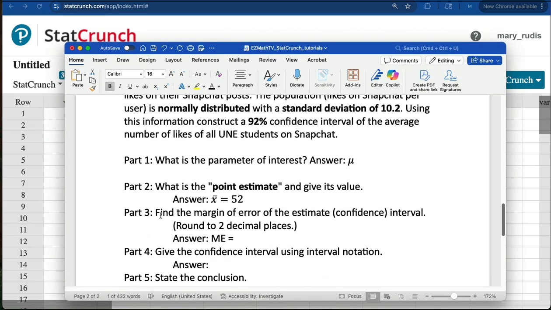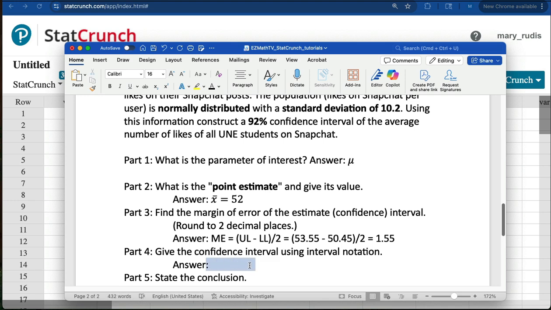Both parts 3 and 4 here want us to round to 2 decimal places. So how did we calculate the margin of error before? We took our upper limit minus our lower limit and divided by 2. So 53.55 minus 50.45 divided by 2 is equal to 1.55. That's our margin of error. I'd say that's pretty good. It's not really wide. So give the confidence interval using interval notation.